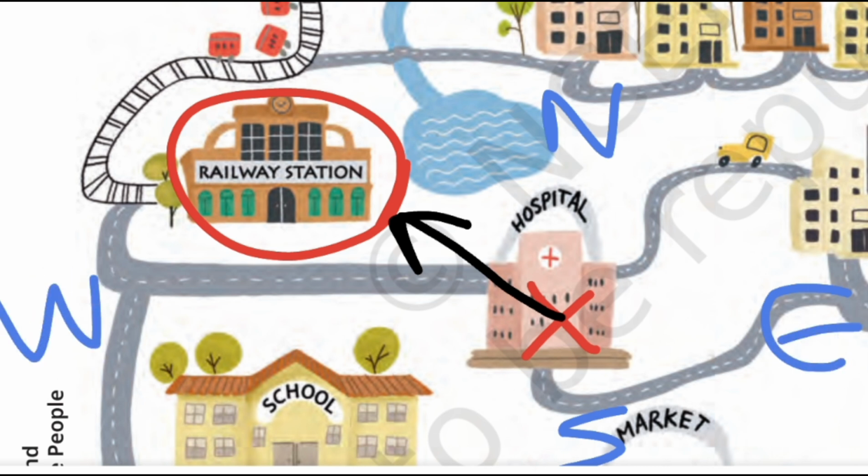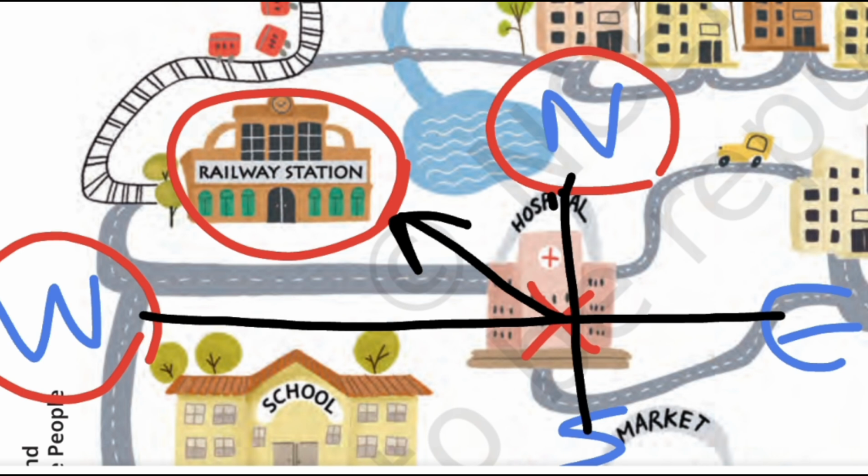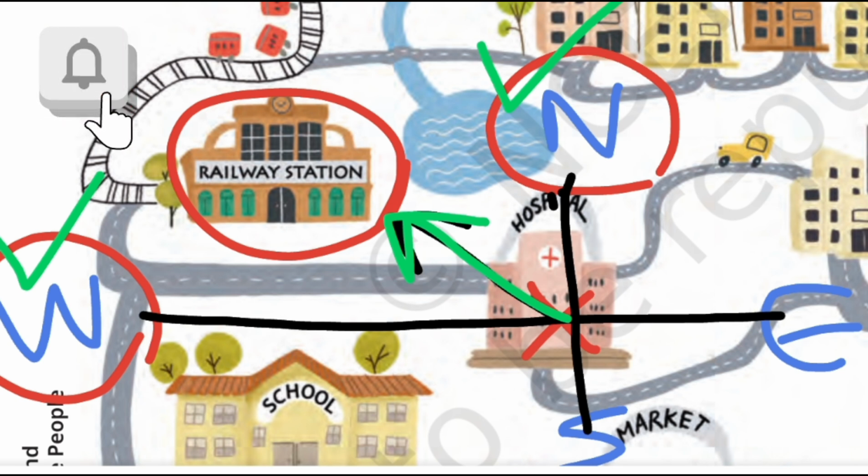This railway station is present between the north and west. How? You assume a line passing through the reference point. Keep the reference point as the central point and connect north, south, and east, west. Then we can understand that the railway station is present between the north and west. That direction we will call northwest, or west north, both are the same. So we will say the railway station is present in the northwest direction of the hospital. Do you understand that?